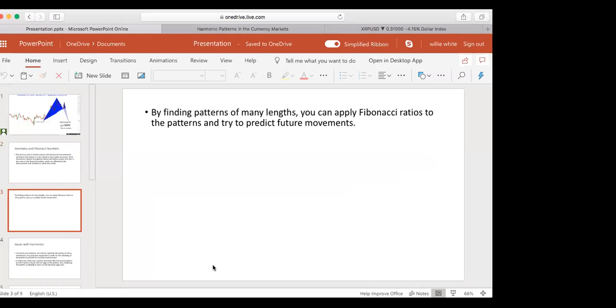By finding these patterns, you can apply almost any Fibonacci ratio to any pattern to try to predict the future movements. So similar to what the cloud does, but the cloud already predicts it for you, whereas you specifically predict your own way or movement into the market with the Fibonacci, with the harmonic patterns.